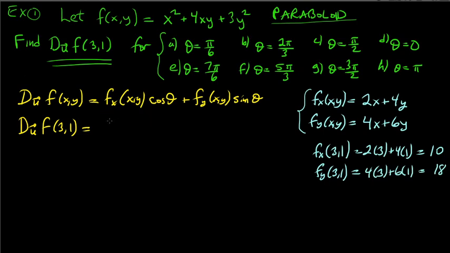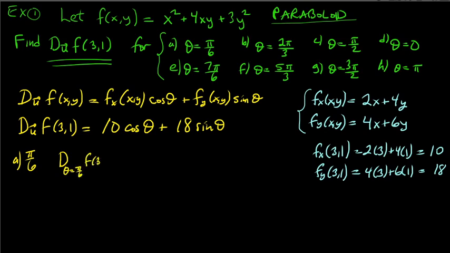So back to the picture here, you're just going to get 10 times cosine theta plus 18 times sine theta. Now we just plug in the different thetas. So for part A, theta is pi over 6. Let's use theta equals pi over 6 in the function at this point. So you just get 10 times the cosine of pi over 6 plus 18 times the sine of pi over 6.